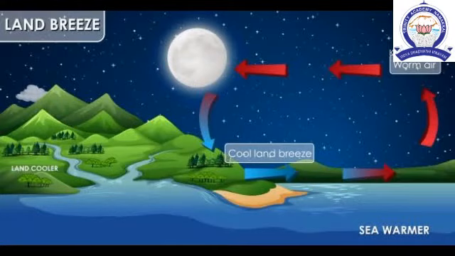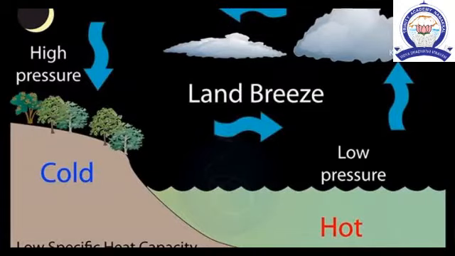Next topic is land breeze. At night, the land cools down faster than the sea. So, the sea is warmer than the land. The cooler air over the land blows toward the sea to take its place. Thus, a cool land breeze blows towards the sea during the night time. This type of breeze is called land breeze.